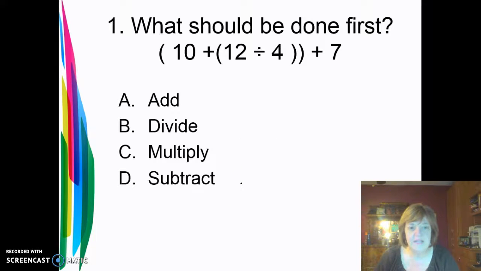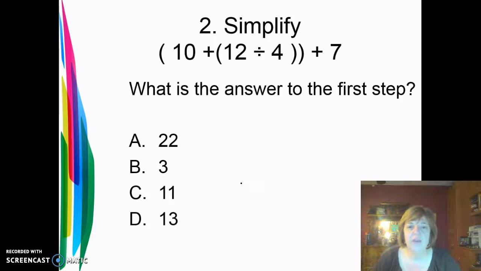Okay, moving on quickly. What should be done first in this case? Which operation should be done first? All right, now we are continuing with the same problem. You should have said division on the last question. Division was the first operation. So we are going to do that, right here. So what is the answer to our division problem?